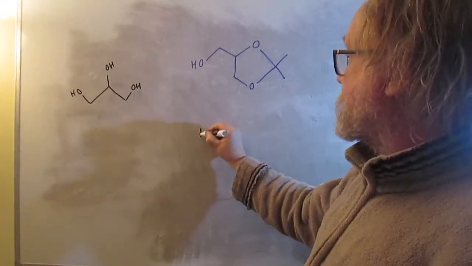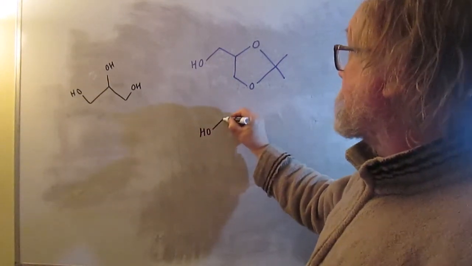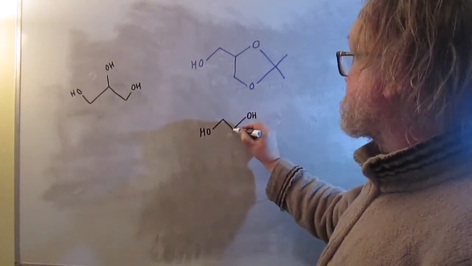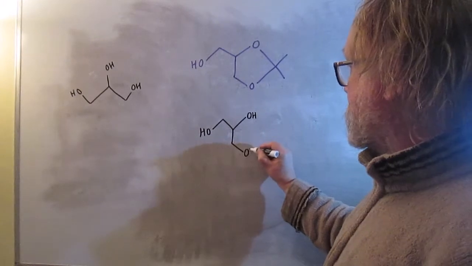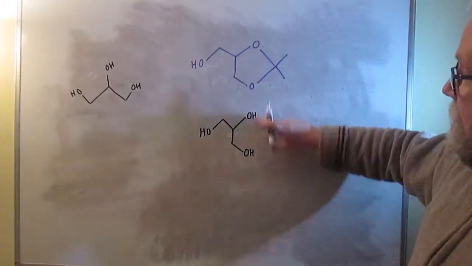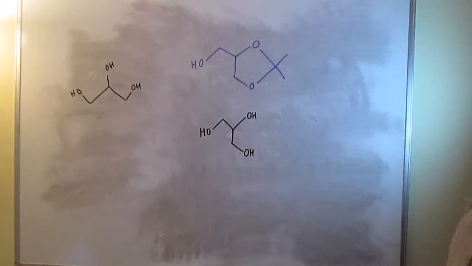So we think, right, there's carbon 1 with its OH, this will be carbon 2 with its OH, and this will be carbon 3 with its OH. So that's propan-1,2,3-triol, but now drawn in the same arrangement as that. And once you do that, it's kind of easier to see what's going on.